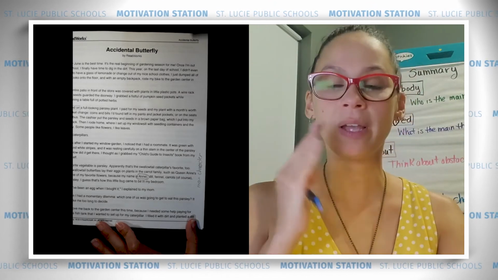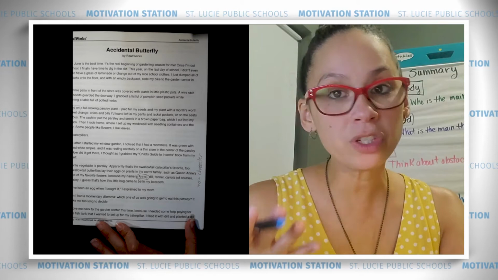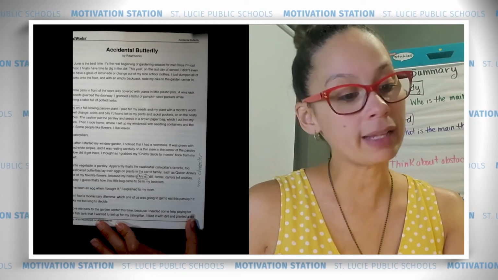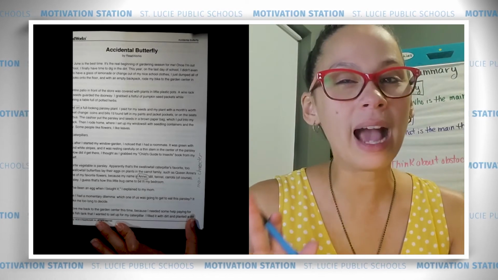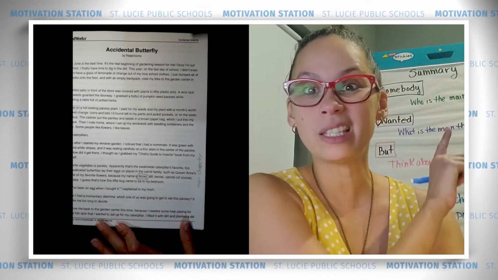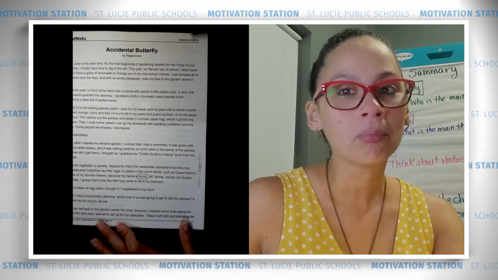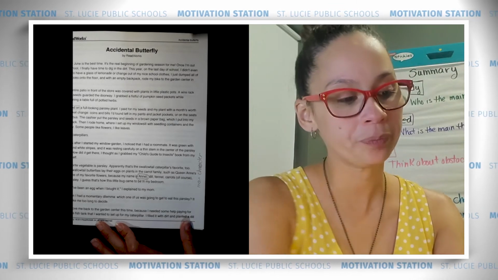So again, we have the main character. Do we see a problem so far? Maybe. We know that she found a caterpillar, a type of caterpillar, which is a swallowtail. But I don't see an actual problem or obstacle yet. And have we found out what she wants? Maybe she wants to learn a little bit more about this caterpillar.